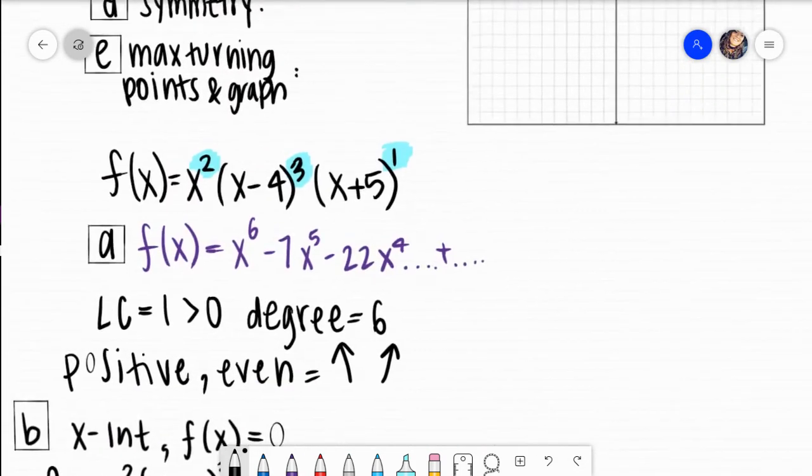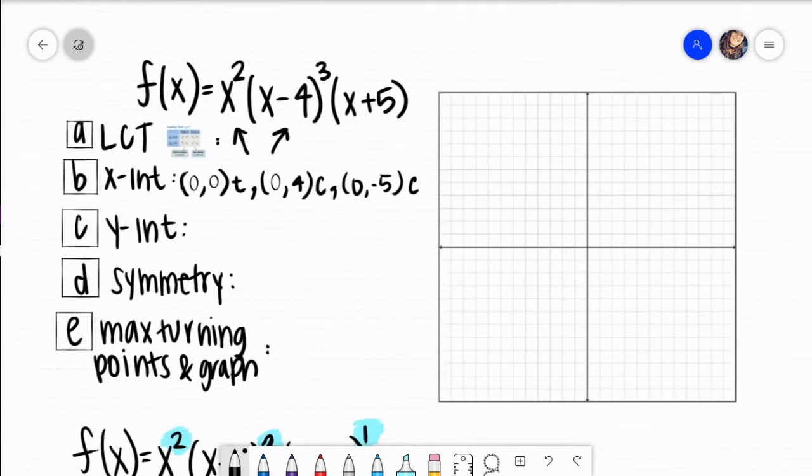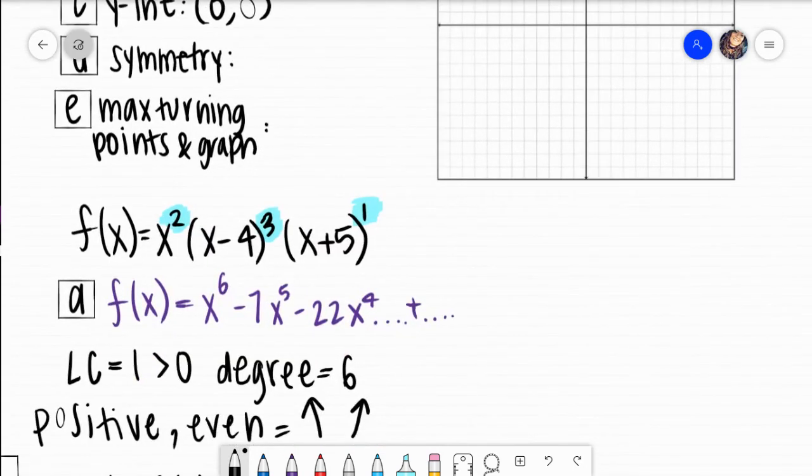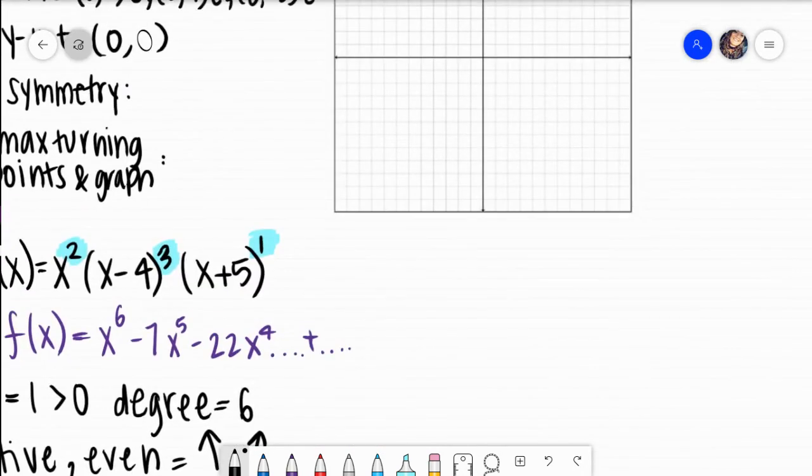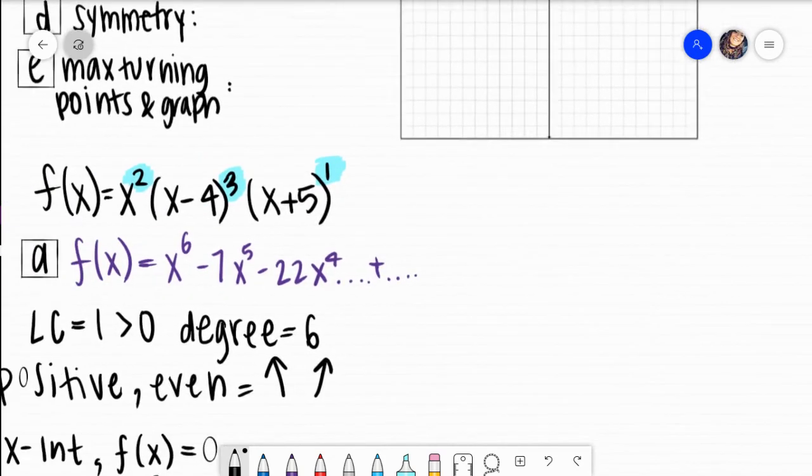So I'm literally going to go to my C, which was my y-intercept, and I'm going to write (0, 0). You notice how it keeps changing it? I changed that in the settings. I don't know yet if I love it, but that's what I'm working with.